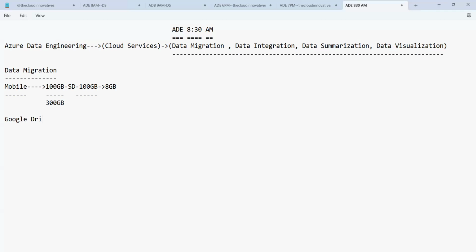Whereas if you go with Google Drive, the default memory is 15 GB, which is free. If you want to store more than that, you have to pay for it, and it is a very low cost. If you want 300 GB of data on the cloud, it will not cost you more than 1500 rupees.